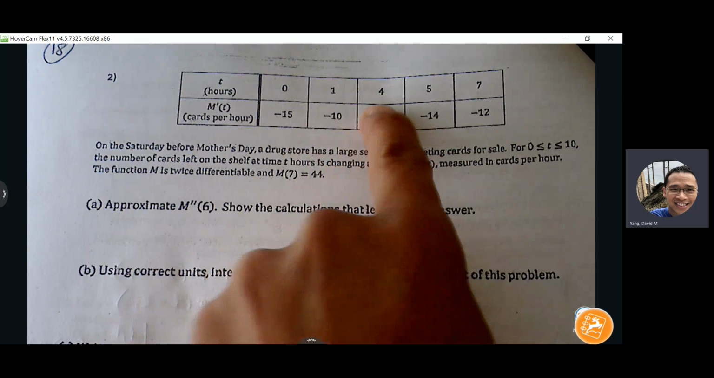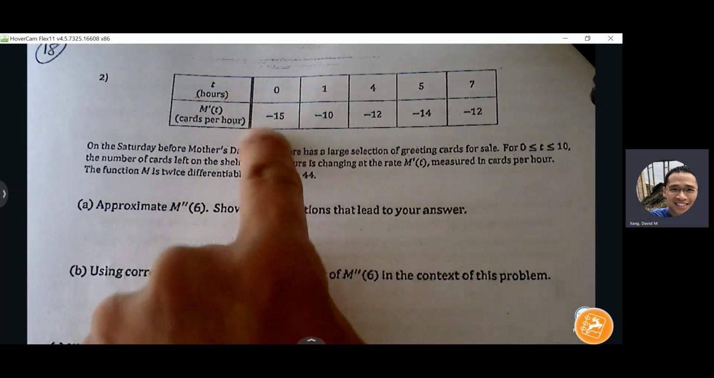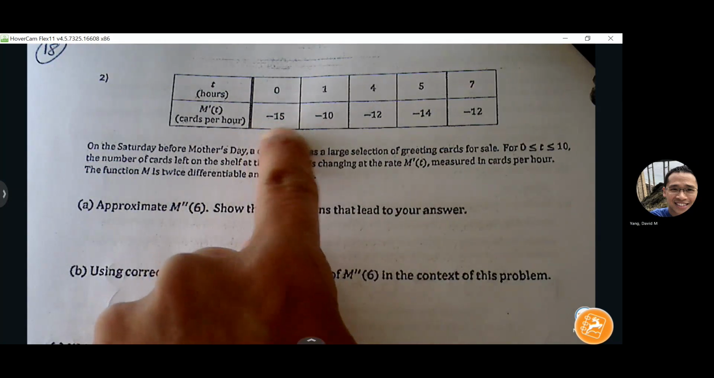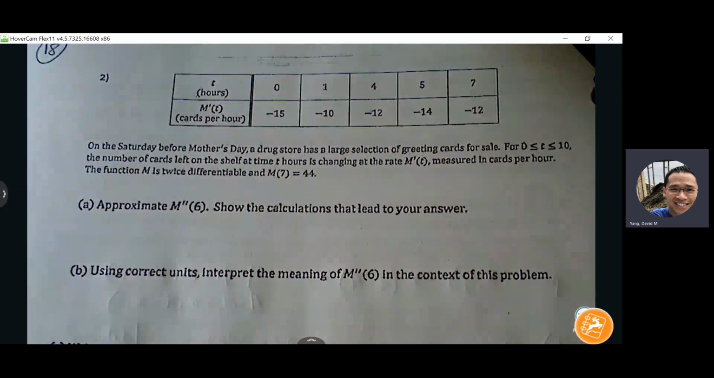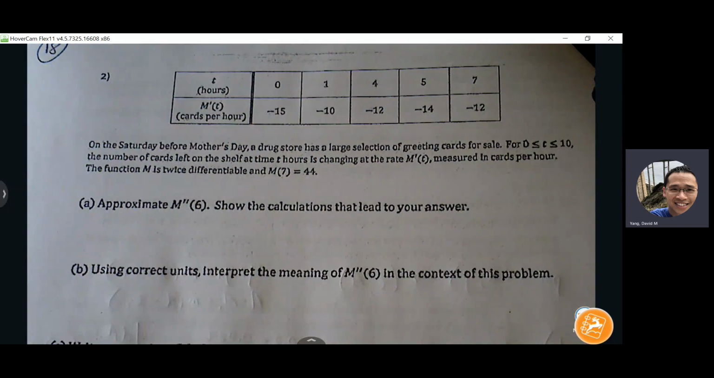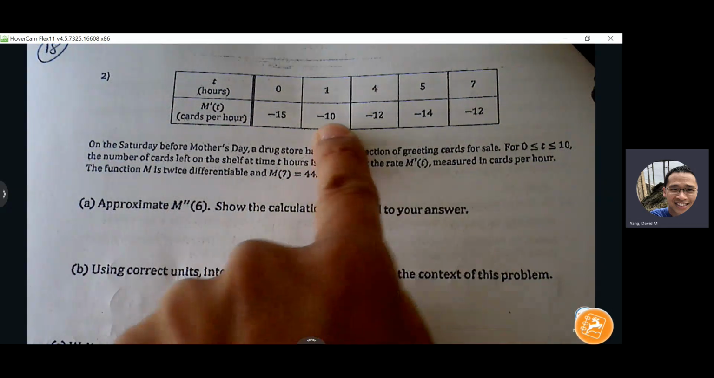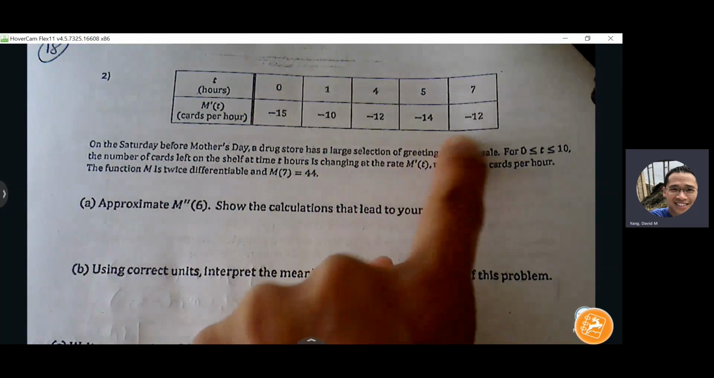So at these times, we see that people are buying these cards, so the cards are being removed from the shelves at this rate, at negative 10 cards per hour, negative 12 cards per hour. Okay.